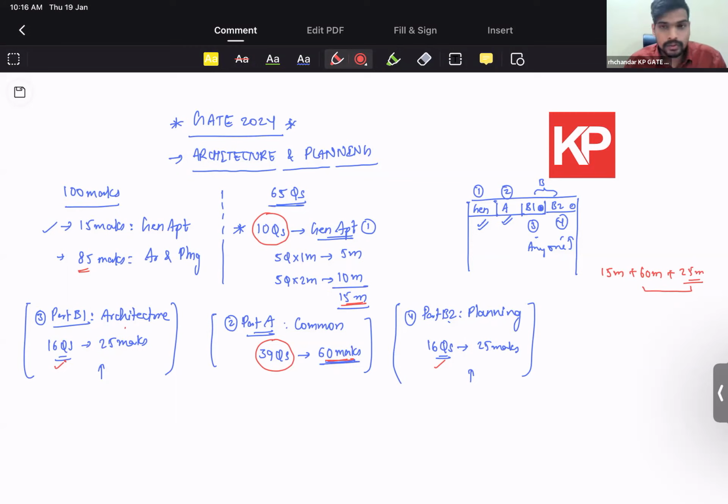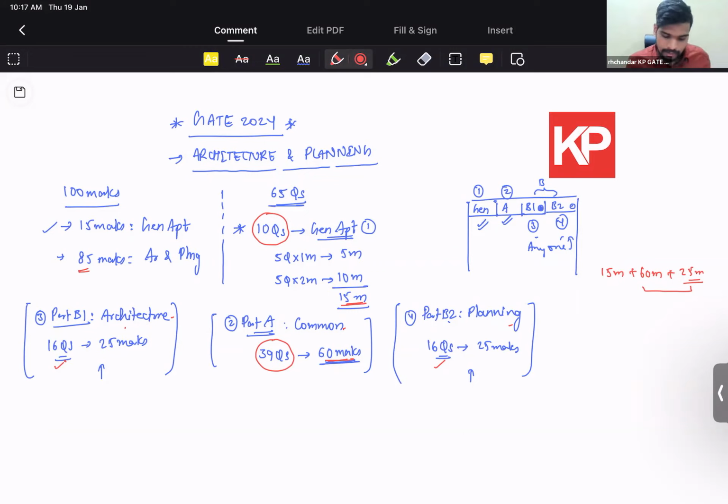The answer is no. There is no such rule that only if you select the architecture part will you get admission into M.Arch, or only if you select the planning part will you get admission into M.Plan. There is no such rule, at least as of now. As I told you, whenever there is a change in any aspect or organization of this examination, GATE 2024, we will let you know and give you all those inputs. Stay connected with us at KP GATE Classes to get regular updates on this.